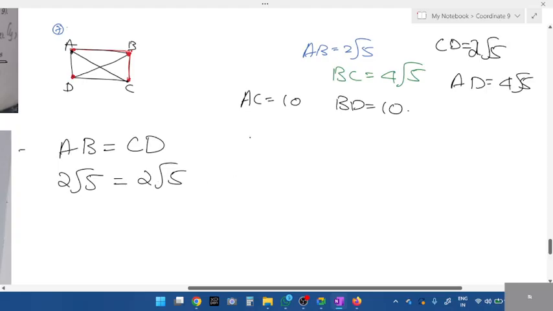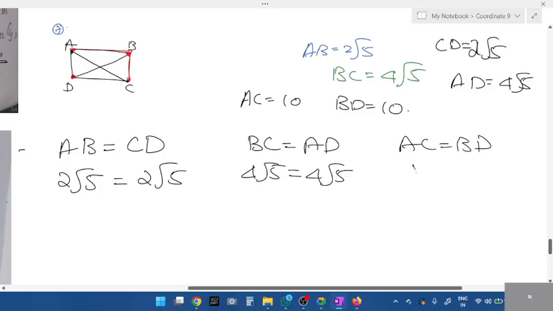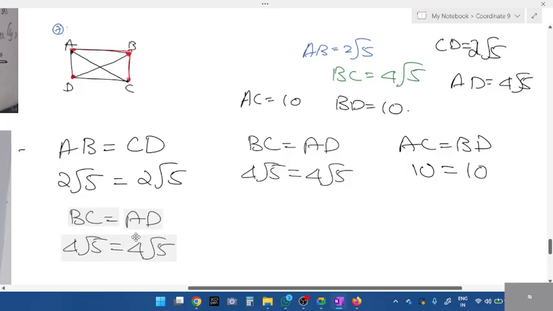Next, tell me the next one. BC should be equal to AD. What is BC? It is equal to AD, also 4 root 5. What about diagonals? AC should be equal to BD. 10 is equal to 10. Do all three satisfy? Write it one below the other, students. Don't write like this. Write one below the other.